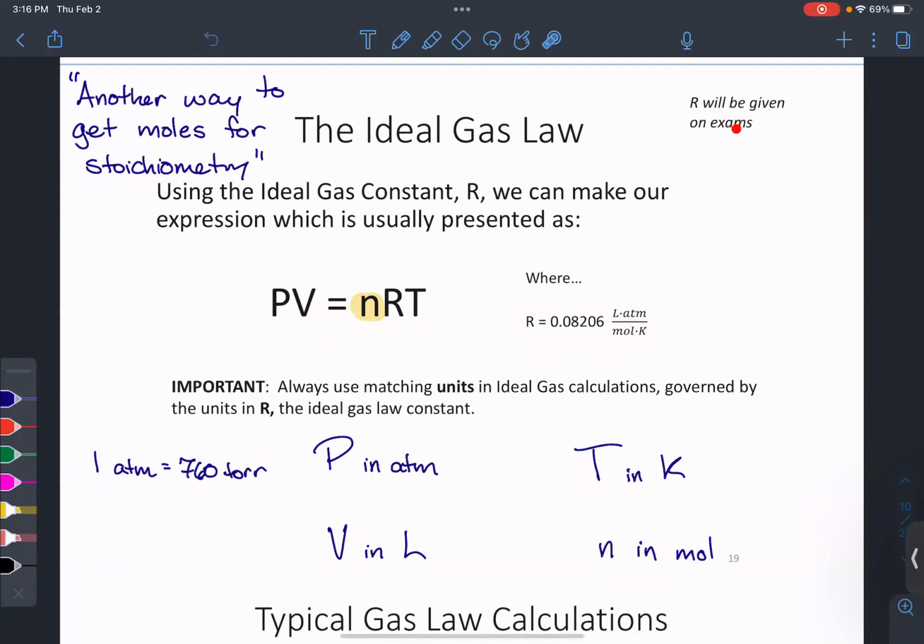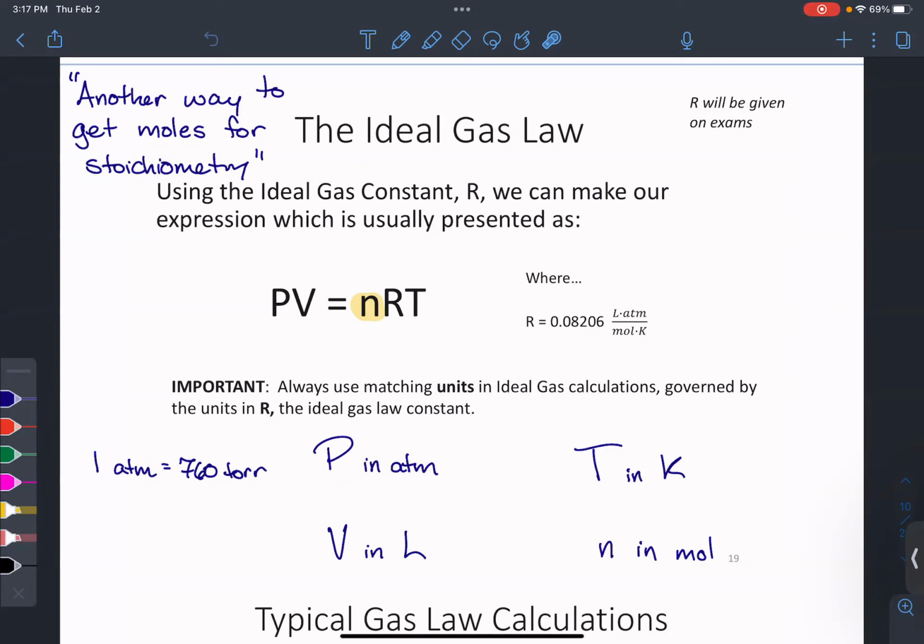You will always be given R on exams. Actually, there are a lot of R's, but as chemists we only care about 2 of them. The one R that we use for the ideal gas law is R = 0.08206 L·atm/(mol·K). We use this R with specific units: pressure always in atm, volume always in liters, temperature always in Kelvin.